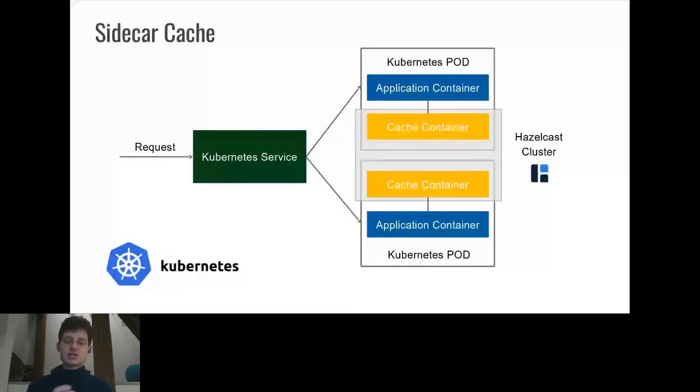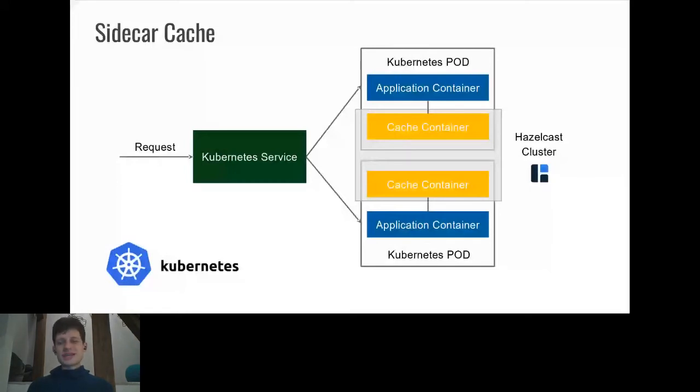And now the application uses a cache client to connect to the cache server, which is always located in the same pod because it's running as a sidecar. So the application can use localhost to connect to the cache server. And now all these cache containers, all these cache servers from each Kubernetes pod, form one consistent caching cluster.